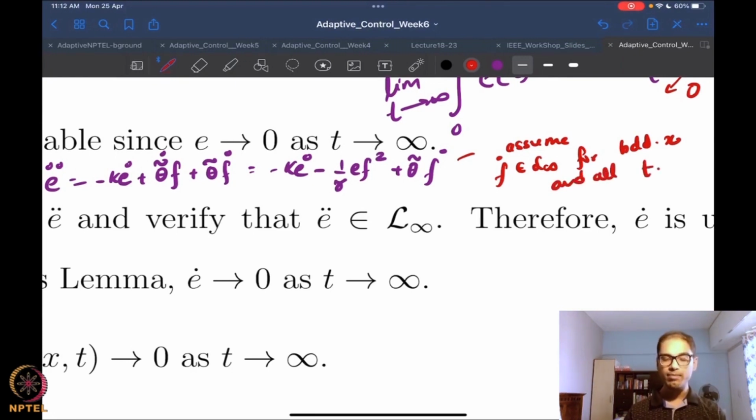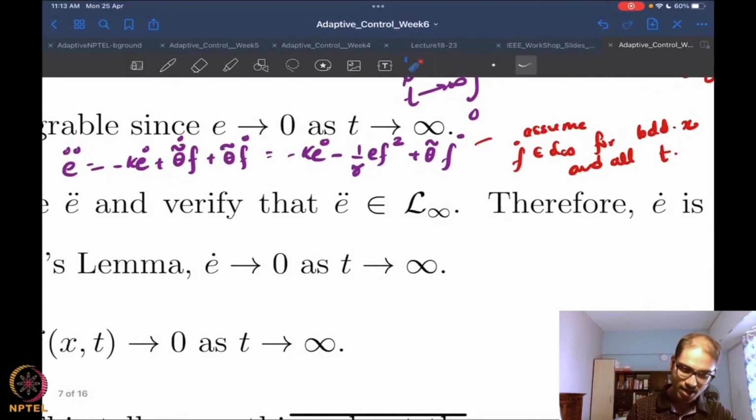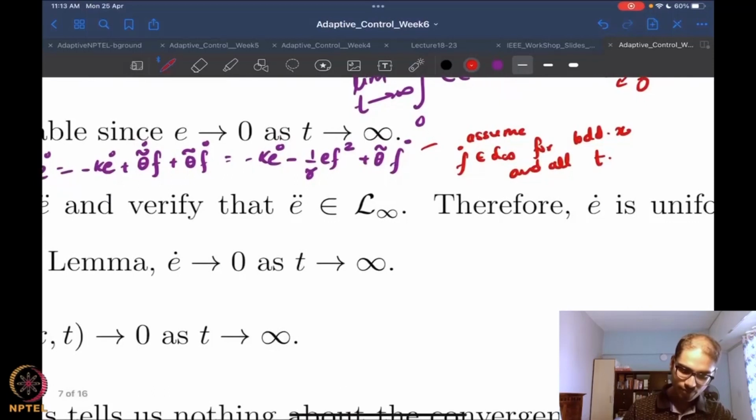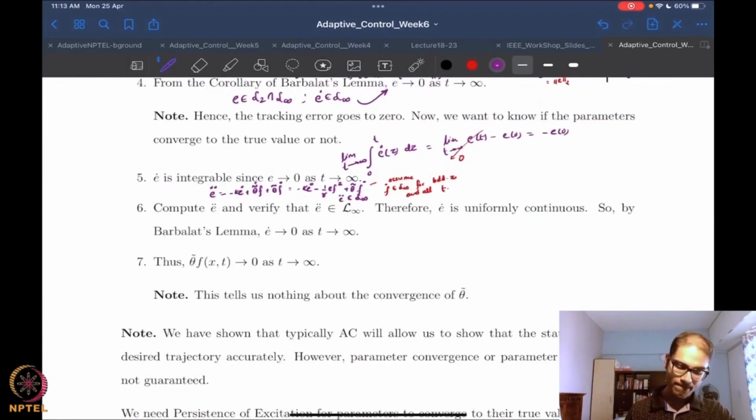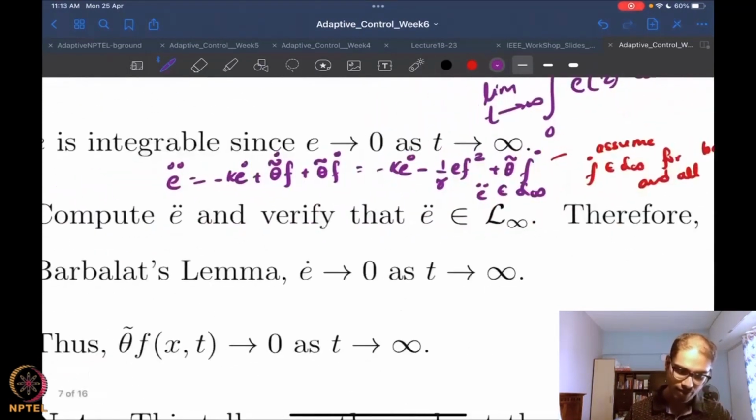See, we make a similar assumption on F dot as we did on F. Then what can I claim? I can claim that this entire quantity, E double dot, is also bounded. So that's what we do. We can verify very easily that E double dot is also bounded.